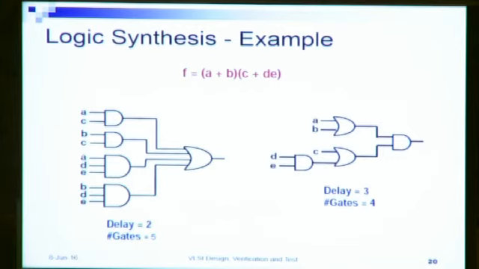So here is an example. Let us say we want to implement the following Boolean equation: (a + b)(c + de). So we have two different implementations of the same Boolean equation that we have as input.